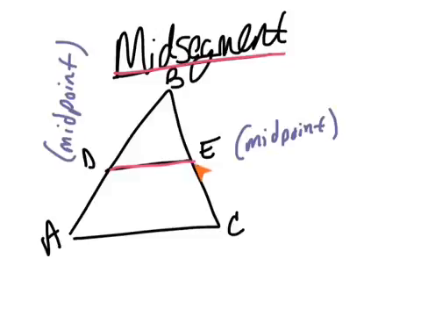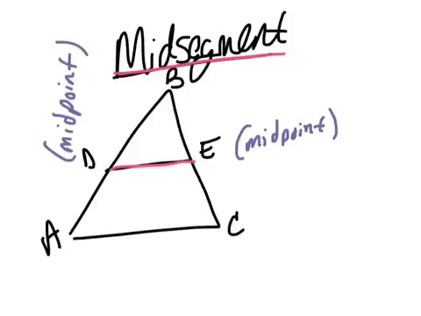When you take two midpoints of two sides of a triangle, so D and E, these are both midpoints. E is the midpoint of BC. D is the midpoint of AB. When we take these two midpoints and form a line segment between them, this forms what we call a midsegment.